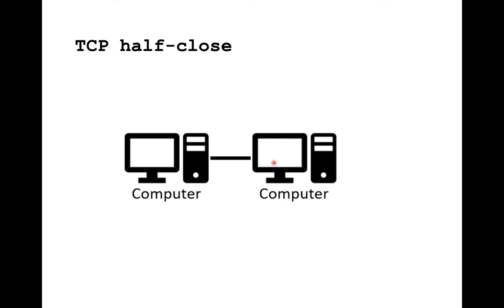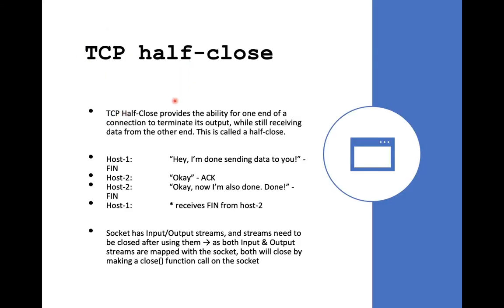A TCP connection is considered to be half closed when it is closed in one direction and still open in the other direction. In other words, this computer just wants to receive data at its input, but it is not going to send any data on its output. In short, TCP half close provides the ability for one end of a connection to terminate its output while still receiving data from the other end. And this is called half close.